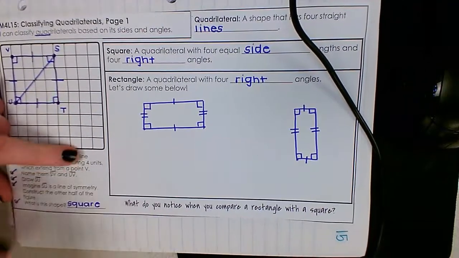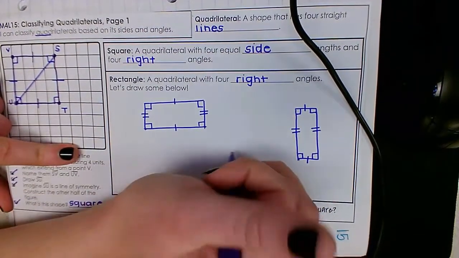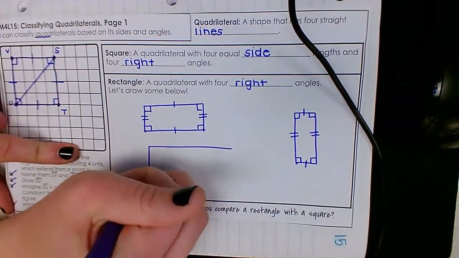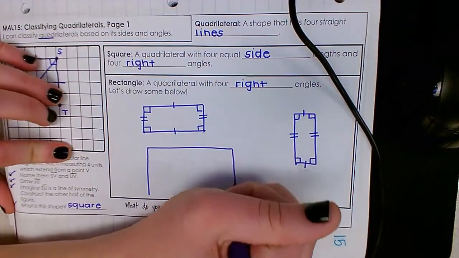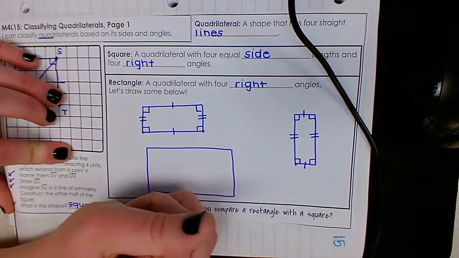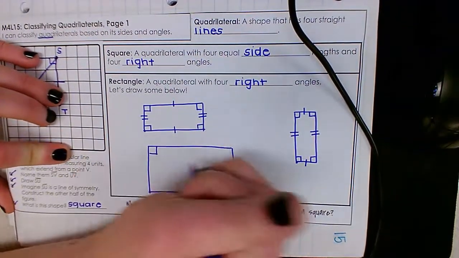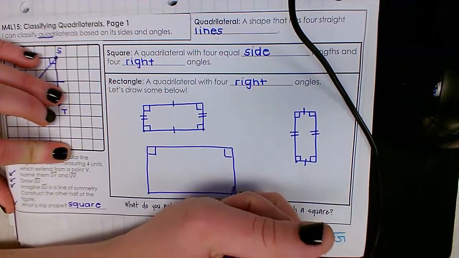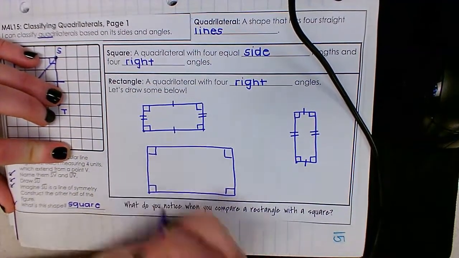Can you draw one more example of a rectangle below? Remember that the lines of your rectangles have to be perpendicular to each other since you need to form right angles.